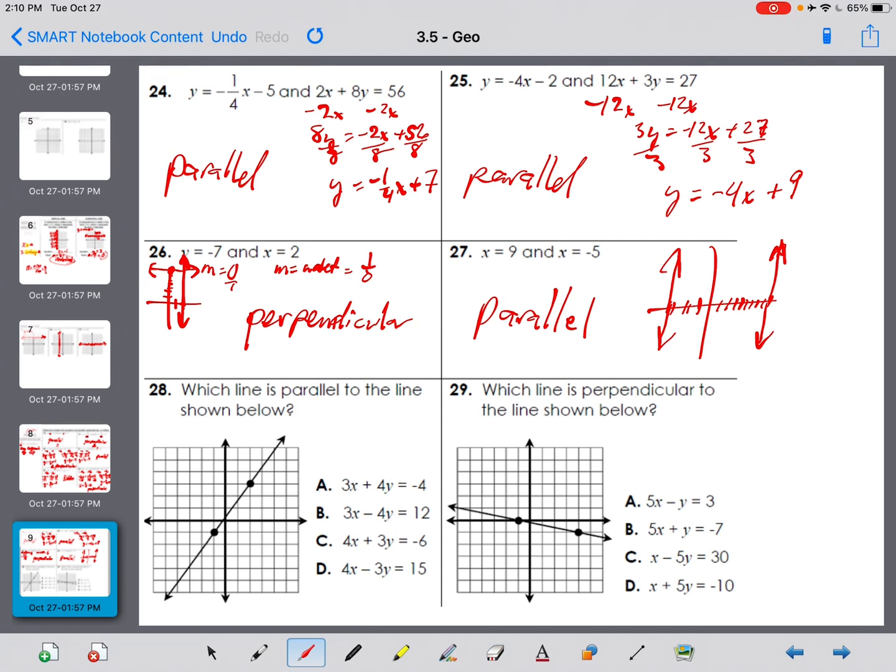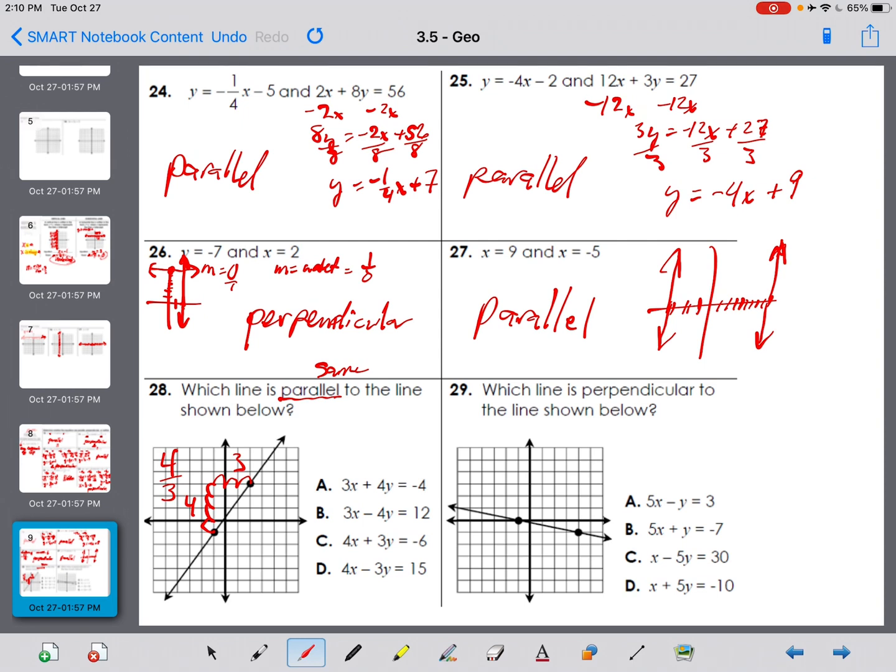Now let's look at these last two. I'll do 28 with you, and then I'll let you try 29 on your own and come back and check. So which line is parallel to the line shown below? Well, there's our clue word. Parallel means same. So which one has the same slope? Well, we need to know what our slope is. So let's count it. 1, 2, 3, 4 up. 1, 2, 3 over. So our slope is 4/3.